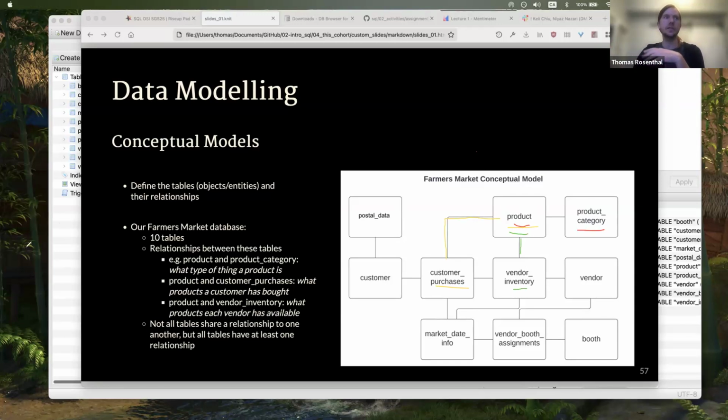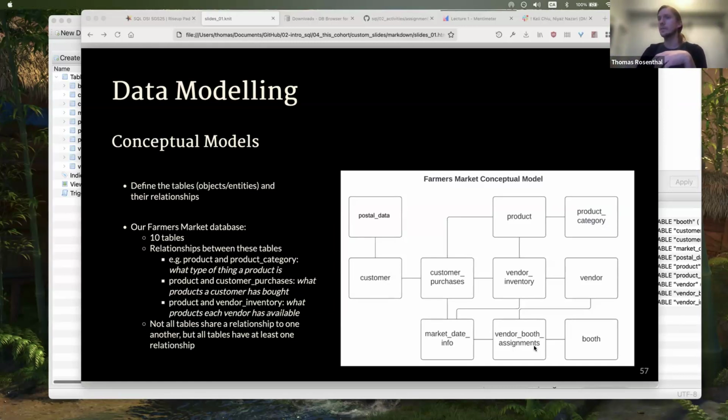Take a look here and note that not all tables share a relationship to one another, but all tables have at least one relationship. So postal data here, for example, has only a relationship to customer, right? It's related to the customer, but it's not related to the product. What's the postal data of a product? That question doesn't mean anything, right? What's the postal data of the product category? That definitely doesn't mean anything, right?